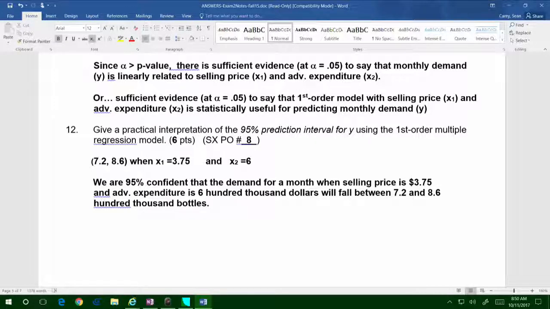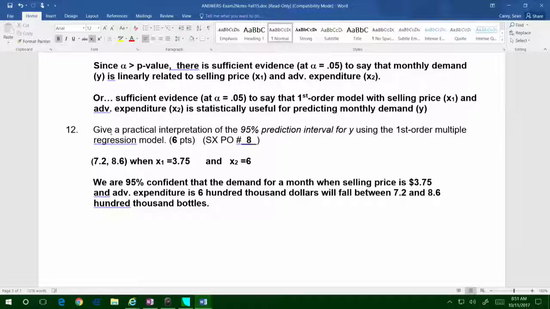And then now which side do we want, which interval, the one on the left or the one on the right? Well, this is a prediction interval, so it's the one on the left. And that range went from a 7.2 to an 8.6. If you go back and look at that printout, you'll see that. Okay, 7.2 to 8.6. And so now we have to make the practical interpretation. Well, this is a confidence interval, so you go ahead and state you're 95% confident. And then what I like to do next is specify the values of the x's.